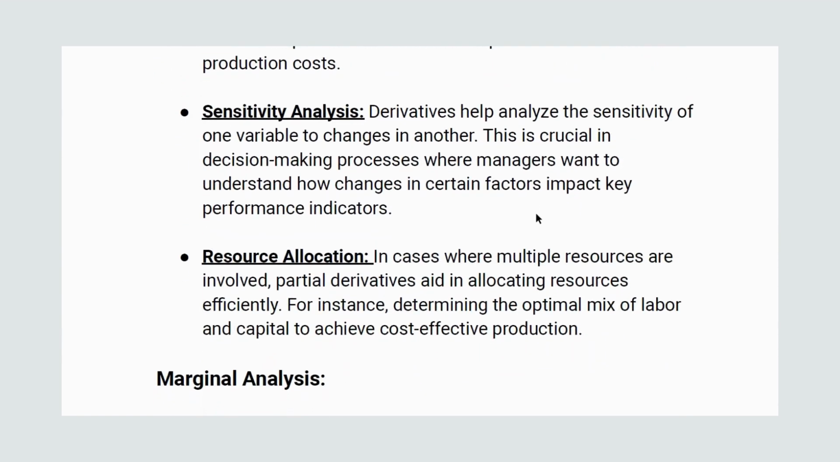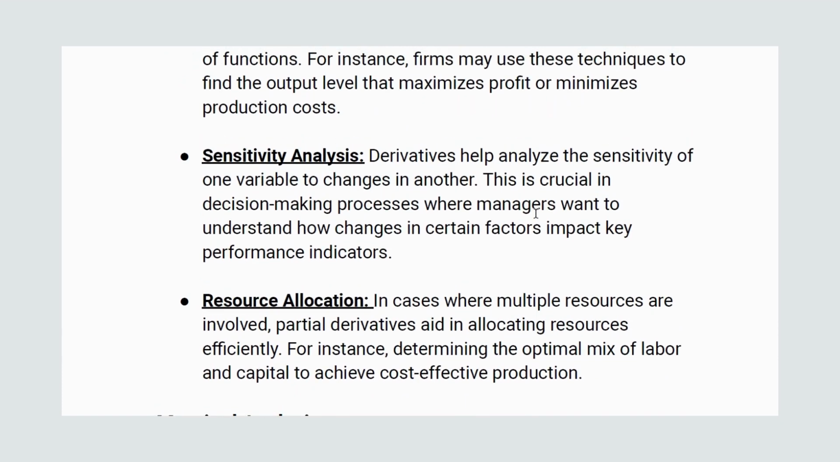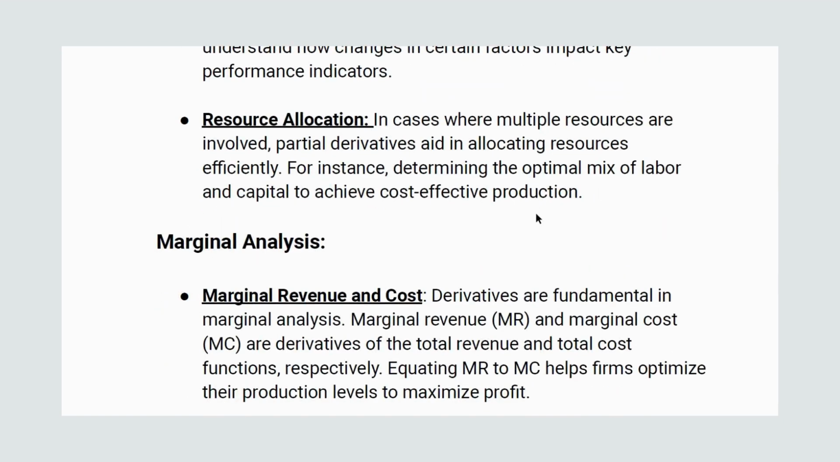They also help in resource allocation. In cases where multiple resources are involved, partial derivatives aid in allocating resources very efficiently. For instance, determining the optimal mix of labor and capital to achieve cost effective production, like how much labor and how much capital are required for an increase in production and a decrease in cost. In allocating resources and these kinds of things, partial derivatives play a crucial role.